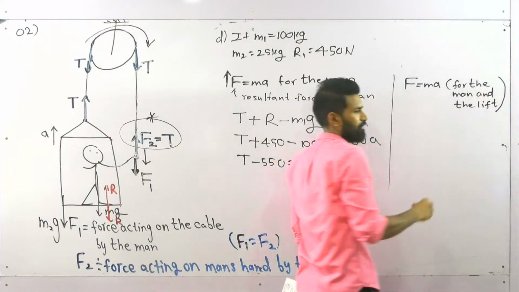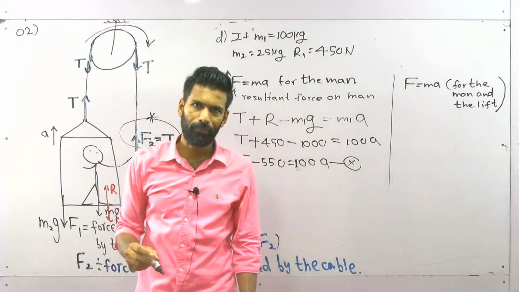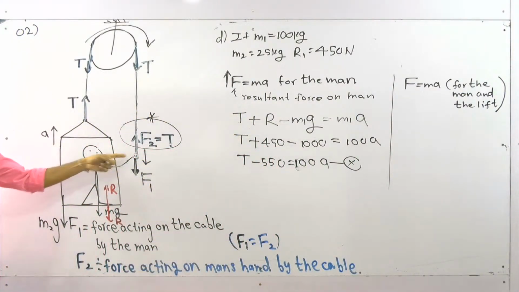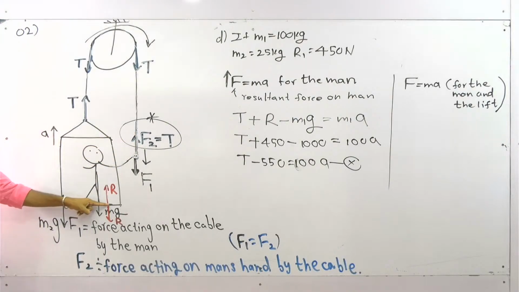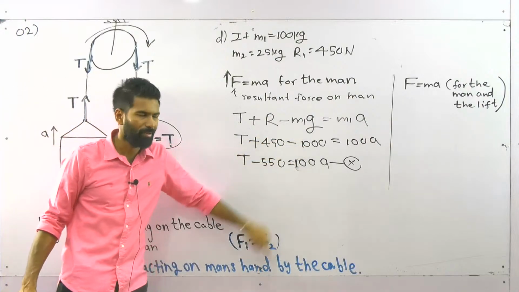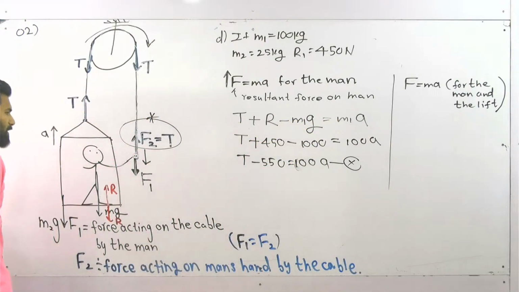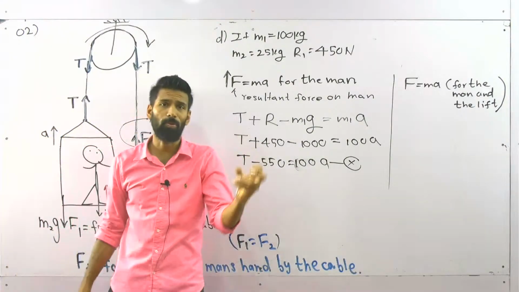Again, I'm applying F equals MA for the man in the lift. If I apply F equals MA only for the man, what are the forces acting upon him in the upward direction? Tension, normal reaction on his leg, and minus the weight, as it's on the other side, is equal to M1 times A.